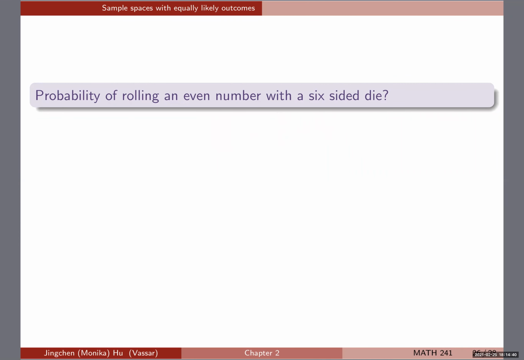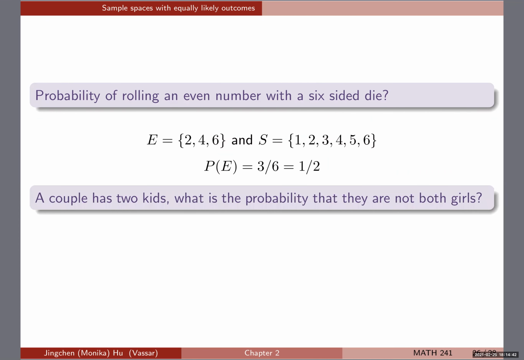Good. And the next one is: a couple has 2 kids. What is the probability that they're not both girls? Okay, 2 kids, not both girls. Let me also define that we just assume it's boys and girls, only two outcomes here.